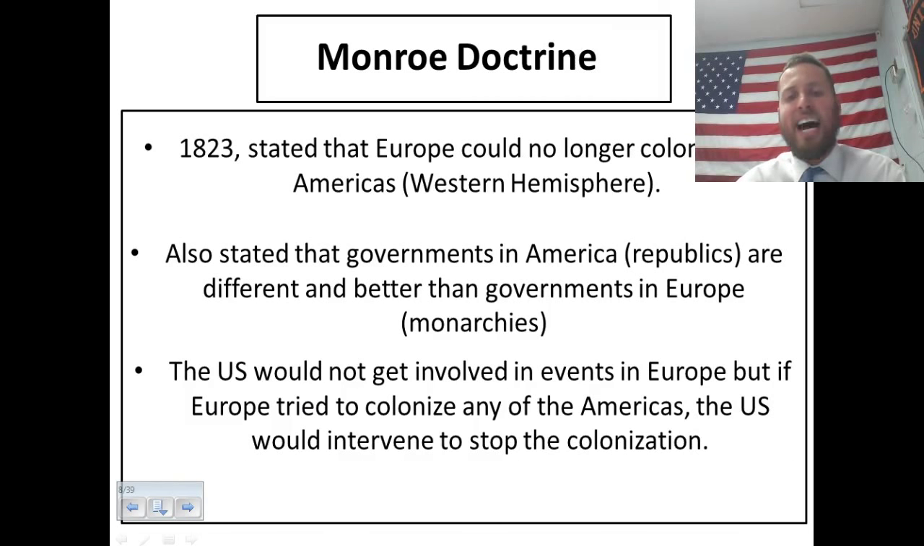The U.S. would not get involved in events in Europe. So if Europe is having issues, we're not going to Europe to get involved in some military war. But if Europe tried to colonize any of the Americas, the U.S. would intervene to stop the colonization. You mess with us, you get us, baby. You get the United States of America involved. We got Monroe Doctrine? Pause me if you're still writing.